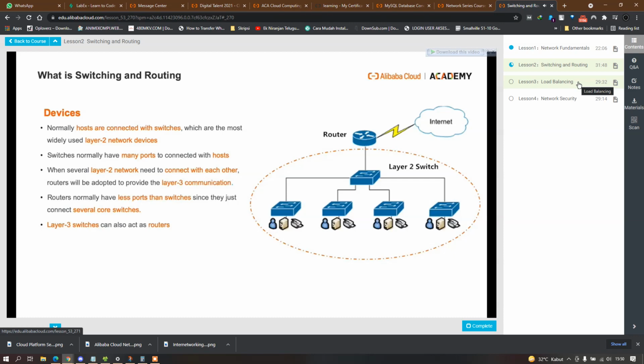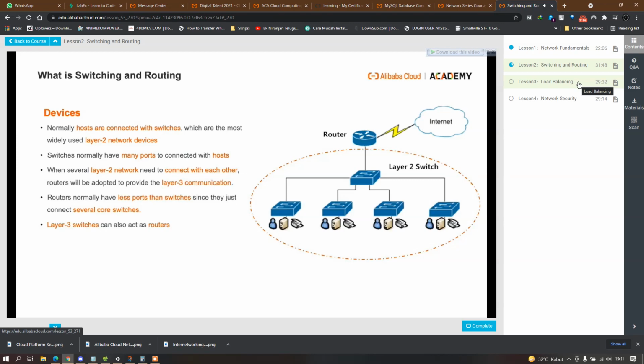The second one is that switches normally have many ports to connect with hosts. For example, one switch may connect 20 or 50 devices to make the layer 2 connection, because within one layer 2 network there will be many hosts. So that's why switches normally have many ports. When several layer 2 networks need to be connected with each other, a router is adopted to provide layer 3 communication, which means the router is normally used to connect different switches.